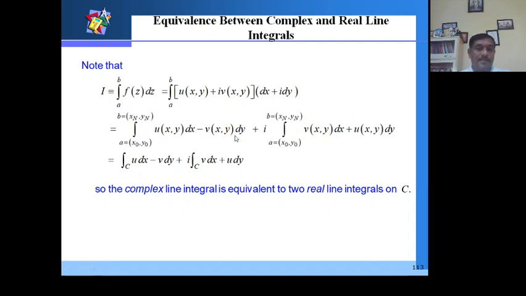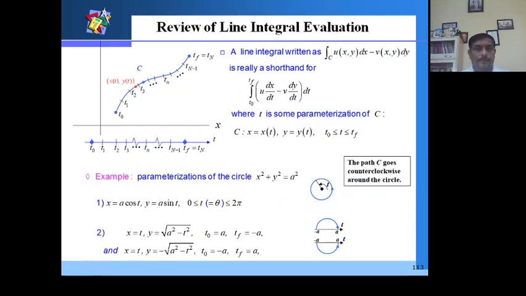That is the representation of u dx, because generally we can write it, instead of u of x comma y, as u dx minus v dy plus i into v dx plus u dy. So the complex line integral is equivalent to two real line integrals on C, the path of the line integral. Here we give you some relations of the review of line integral evaluation.